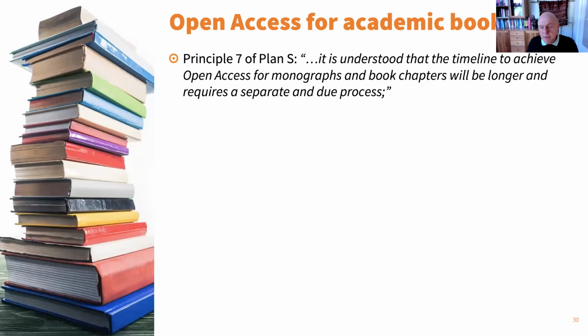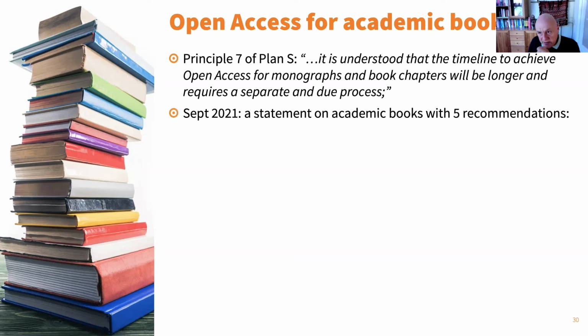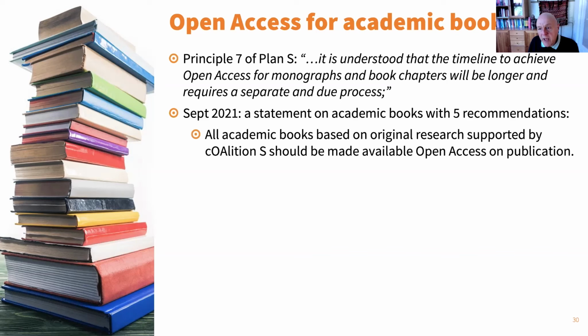Finally, I will also say something about open access to academic books. And then I will stop. Principle 7 of Plan S also said that we should look at open access for monographs and book chapters. And last year we produced the statement on academic books with 5 recommendations, where we recognize that, in fact, open access to academic books will take a little bit more time and needs a longer timeline, because there are lots of smaller publishers that still need to accommodate the transition to open access.